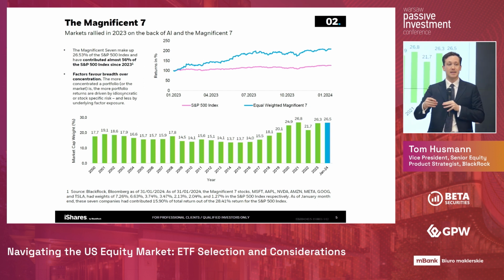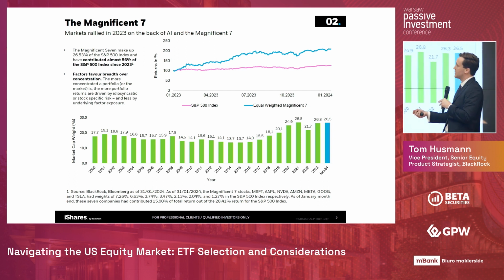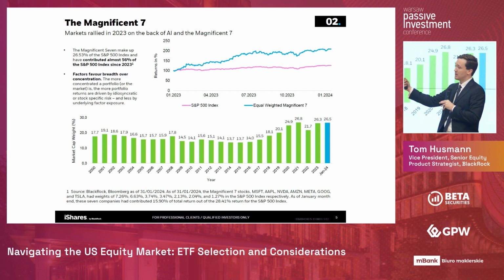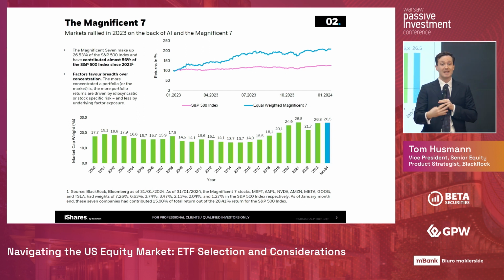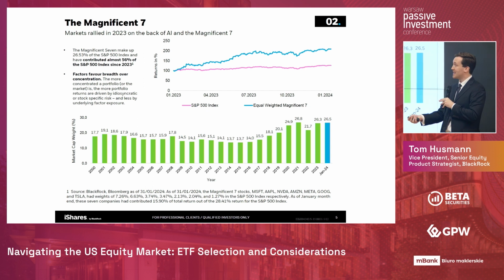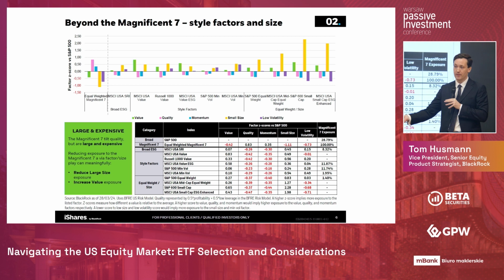So again, it is at the forefront for many investors, but the question is, given it's becoming so dominant in the indices, what are some of the other alternatives to invest in US equities to potentially go beyond the S&P 500?